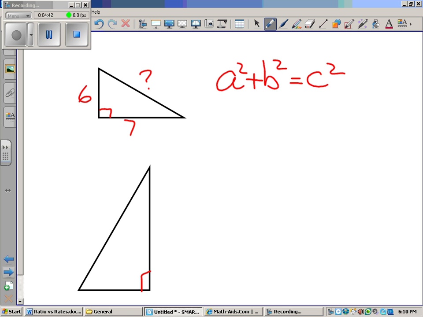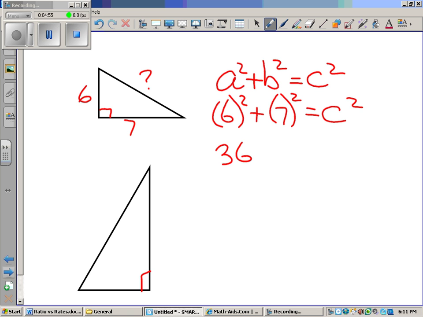Now it's just a simple substitution. We're going to put 6 in there. It wouldn't have mattered if I had called that B and changed the numbers. We're going to put 7 in there and C squared. 6 squared is 36. 7 squared is 49. That is still equal to C squared. I add 36 and 49, 70, 85 equals C squared.